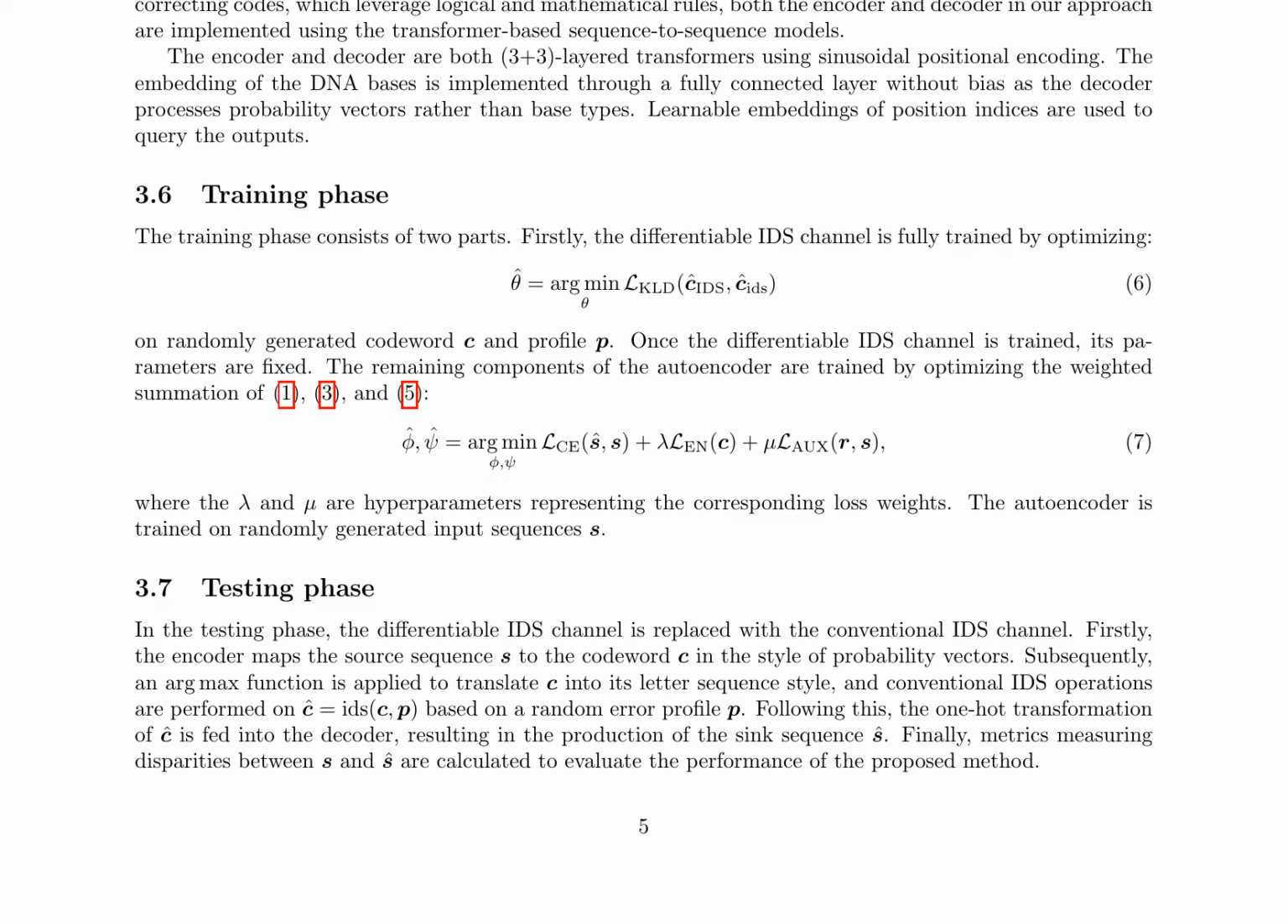The training phase consists of 2 parts. First, training the differentiable IDS channel, and then training the remaining components of the autoencoder with a weighted sum of different losses. In the testing phase, the differentiable IDS channel is replaced with the conventional one, and performance is evaluated based on metrics measuring disparities between the generated and actual sequences. This novel approach mitigates the chicken and egg dilemma, allowing for more effective joint training of the autoencoder components.